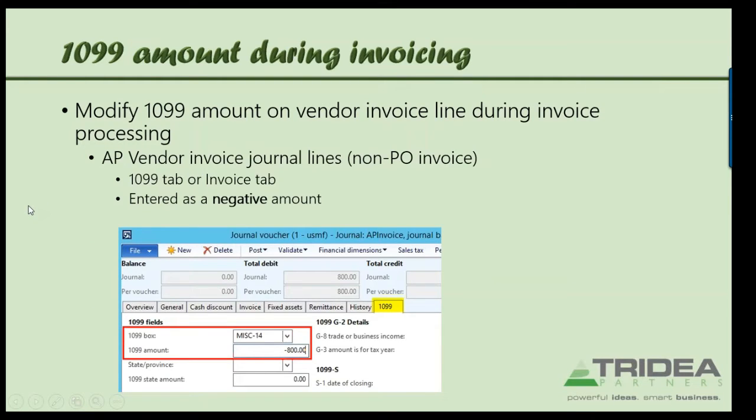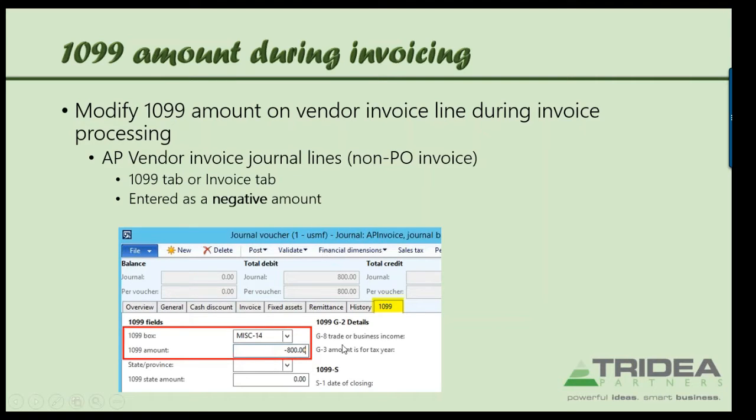All right. So I just wanted to explain a little bit how the 1099 amounts are captured during the invoicing process. So there's 2 ways to process a vendor invoice in AX. One is for a non-purchase order invoice. So if it's non-purchase order related, there's a form, a journal called the Vendor Invoice Journal. And you'll create the journal and go in the lines of the journal.